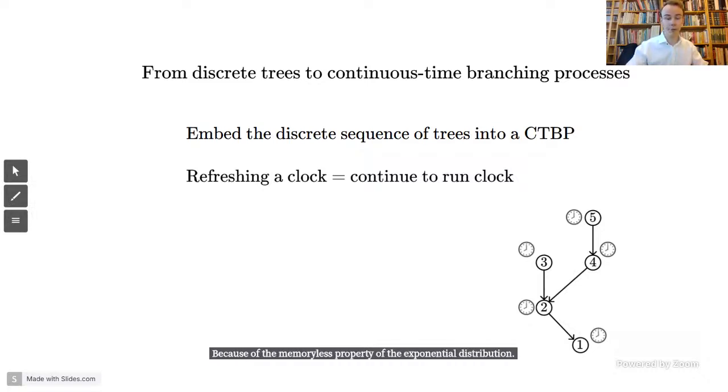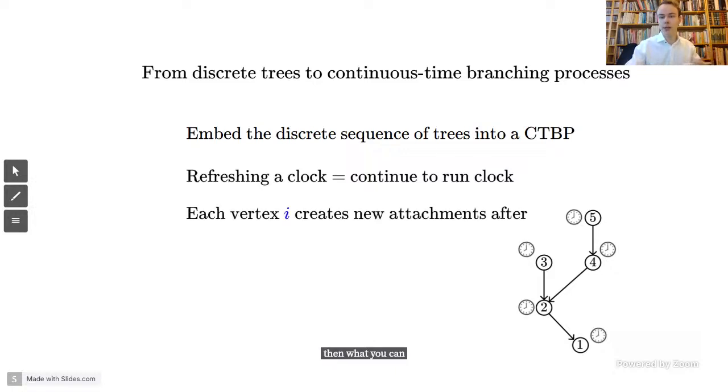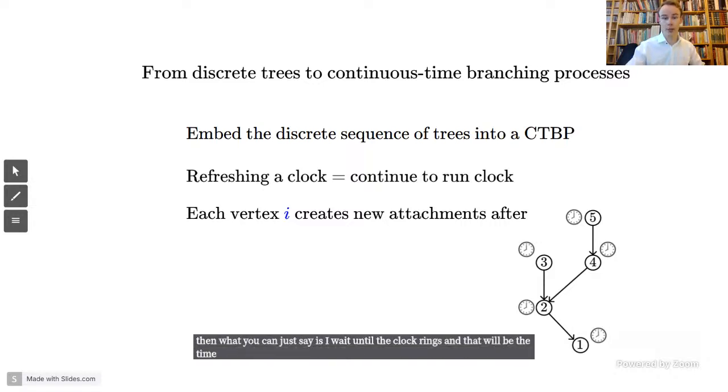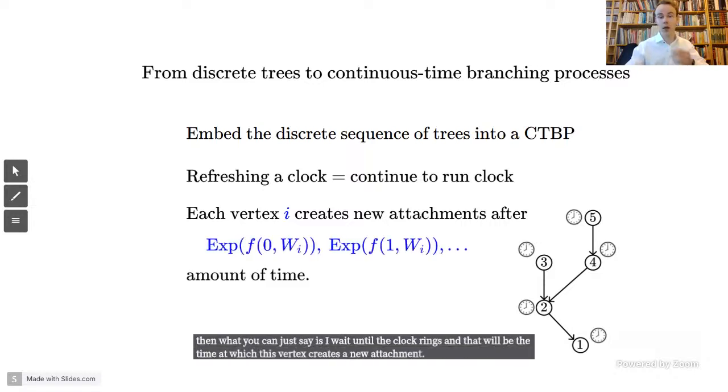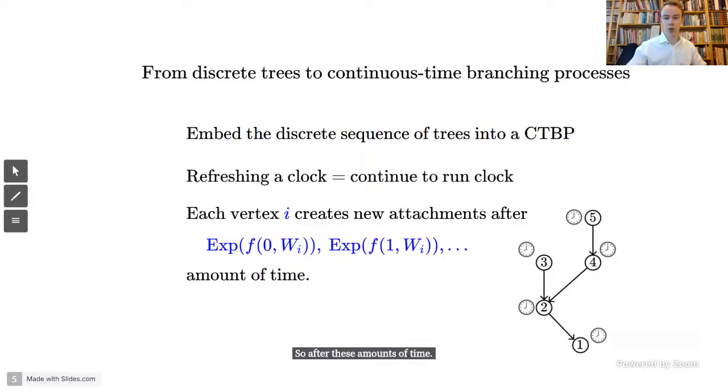So really, if you fix some vertex I, then what you can just say is I wait until the clock rings, and that will be the time at which this vertex creates a new attachment. So after these amounts of time, this individual will create attachments. If we rephrase this or look at this from a different perspective, you can just say that each individual I gives birth to a child after this amount of time.